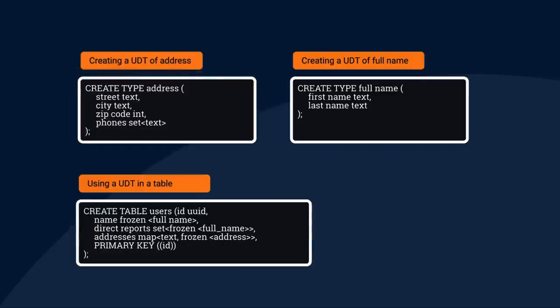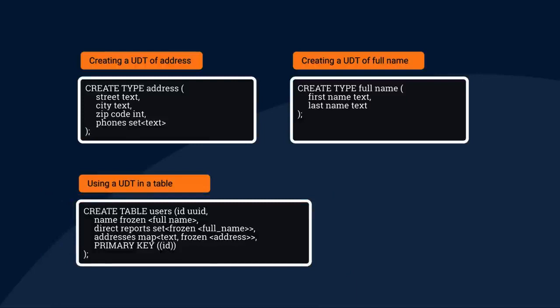Here a UDT is created which has street, city, zip code, and a set of phone numbers. Now all these fields can make up a single address. But in a relational world, it is possible for several users to have the same address. So a new UDT, full name, is created, which has the user's first name and last name. Now let's look at how the UDT is used in a table.